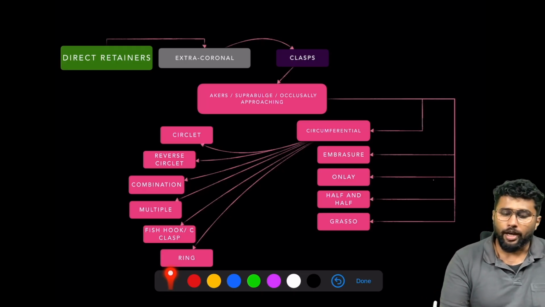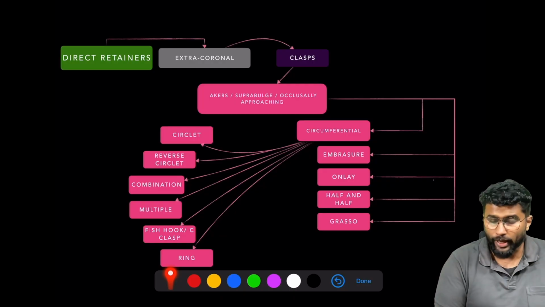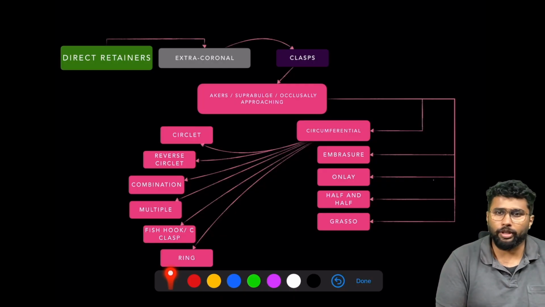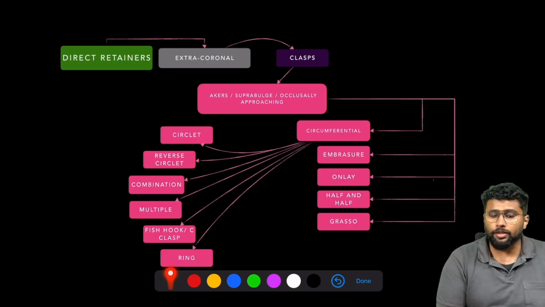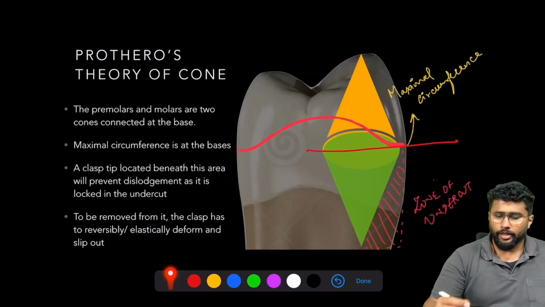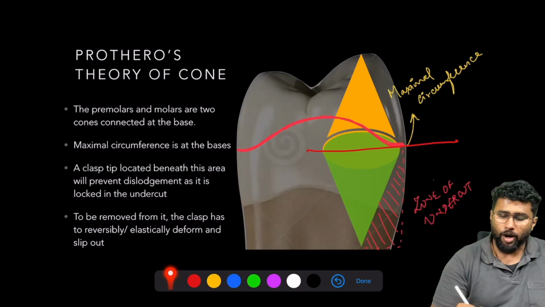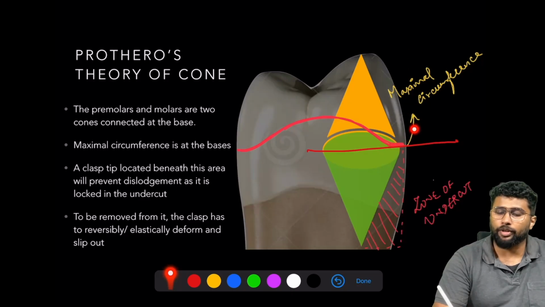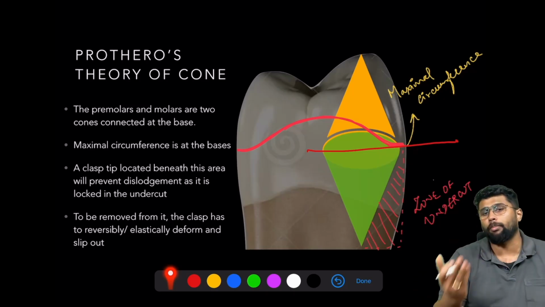So in your Akers or suprabulge type or occlusally approaching clasps, Akers, of course, is one of the persons who popularized this, so this entire family of clasps is named after him. You might also see two terms known as suprabulge and occlusally approaching. Here, this is the maximal bulge area. So what they are trying to say is any part of the clasp that comes from above is considered a suprabulge, whereas if a clasp originates from below this bulge zone, it is known as an infrabulge clasp.